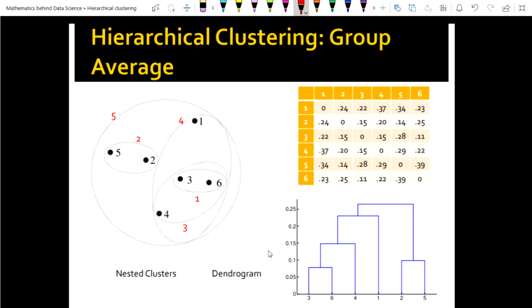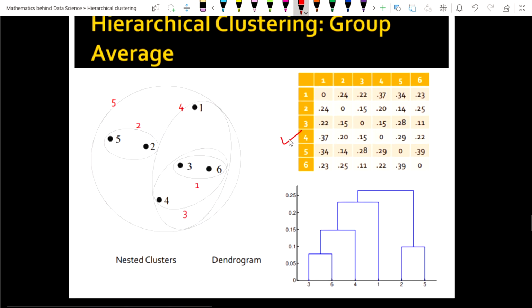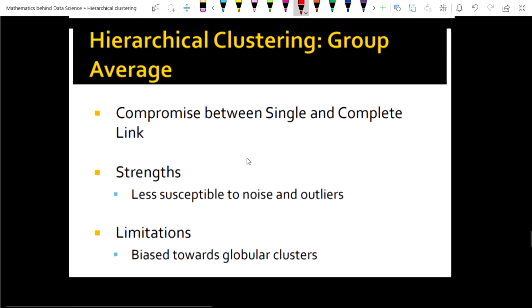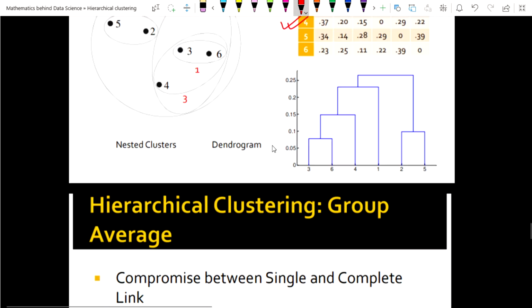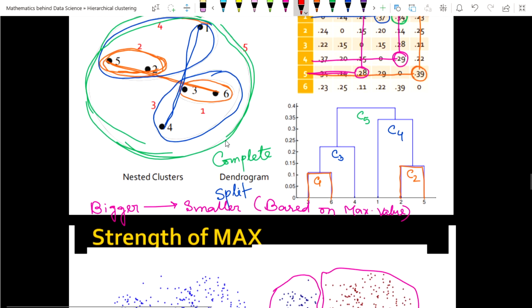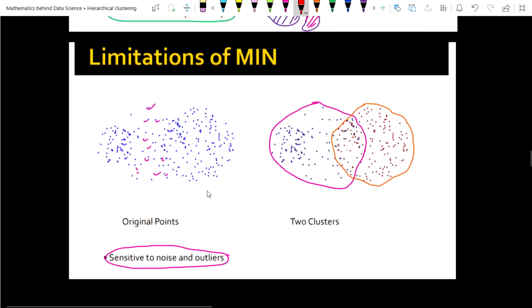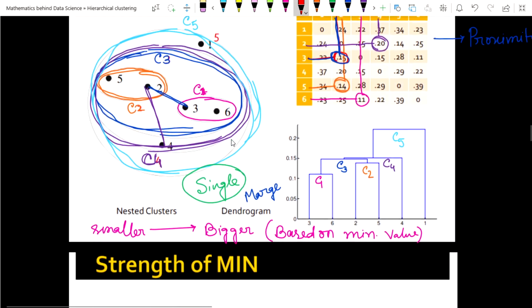This is the dendrogram. Just pause this video and try to make this cluster yourself by simply using this proximity value. Okay, so let's see what its strengths and limitations are. If you compare with the previous two, this is called the complete link, and this is called the single link cluster.